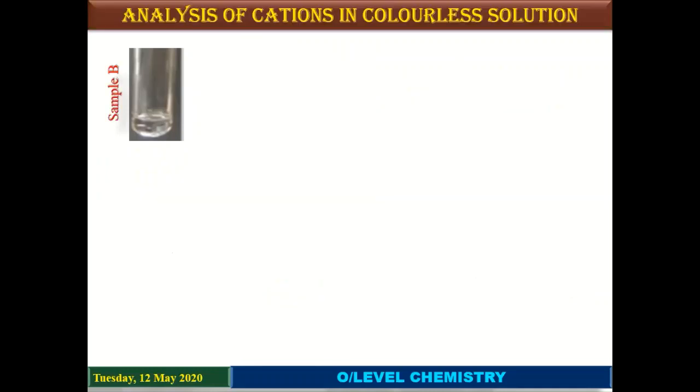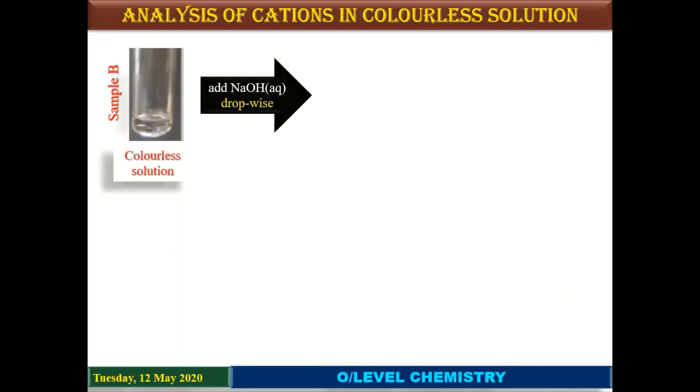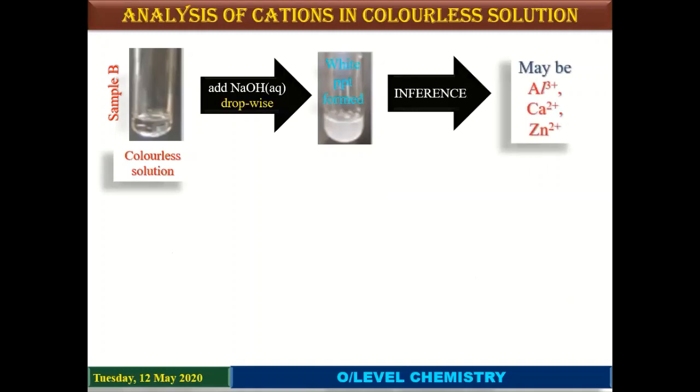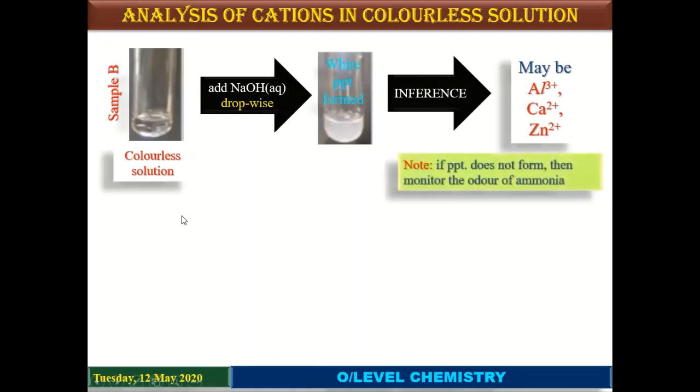Now we have sample B. Sample B is again colorless and transparent. Here you can see on adding sodium hydroxide dropwise, we get white precipitate, and this white precipitate means there might be aluminium, calcium or zinc ion. We are doing the same procedure for another colorless transparent solution. So the steps are similar. You can see here all possibilities are similar.